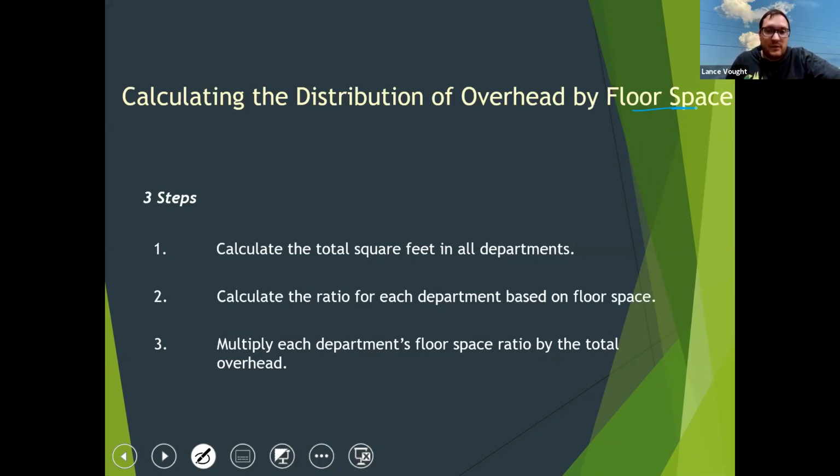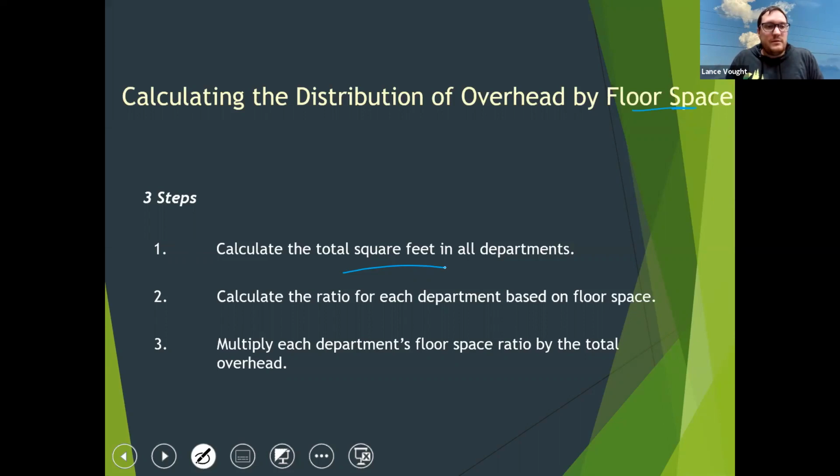So in order for us to calculate our overhead and how it's distributed based on our floor space, first off, we need to calculate how much space you have in total. Then we take the proportion of each department. So if jewelry takes up 200 out of 2,000, then that would be 10%. And if electronics take up 800 square feet out of 2,000 square feet, then it would be 40%. If a freezer takes up 300 out of the 2,000 square feet, then that would be 15%.